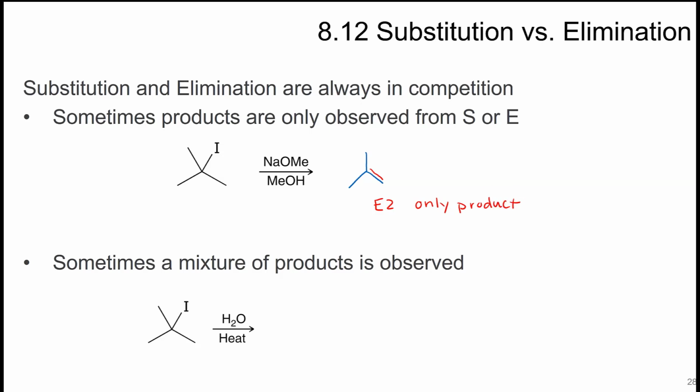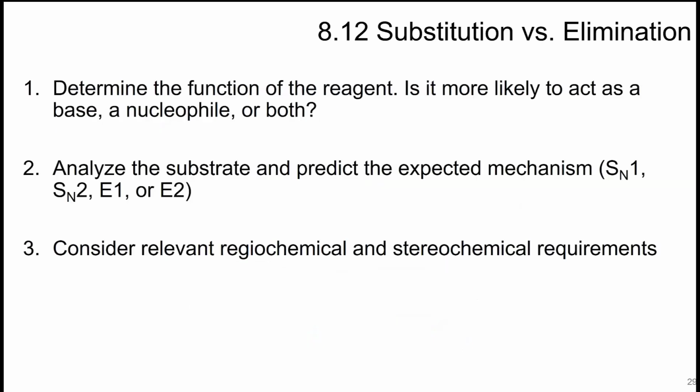But sometimes you get a mixture of products. If I have the same tertiary iodide, I use water and heat. I get the elimination product from E1 and also the substitution from SN1. So how do you decide?